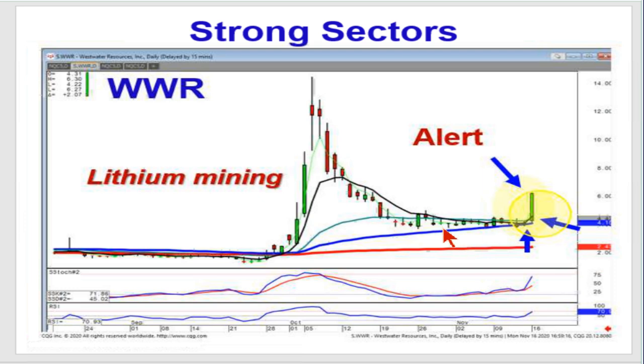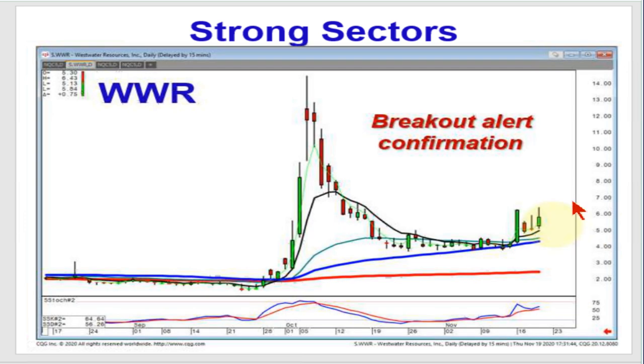Look at all the dojis right here at the 50, and then they break out. Well, that told us immediately we should start looking at this, that something's happening. When it broke out before, it ran like a scalded dog. Now we've got the prospects, except the next day it didn't open properly. But now look what it's doing.